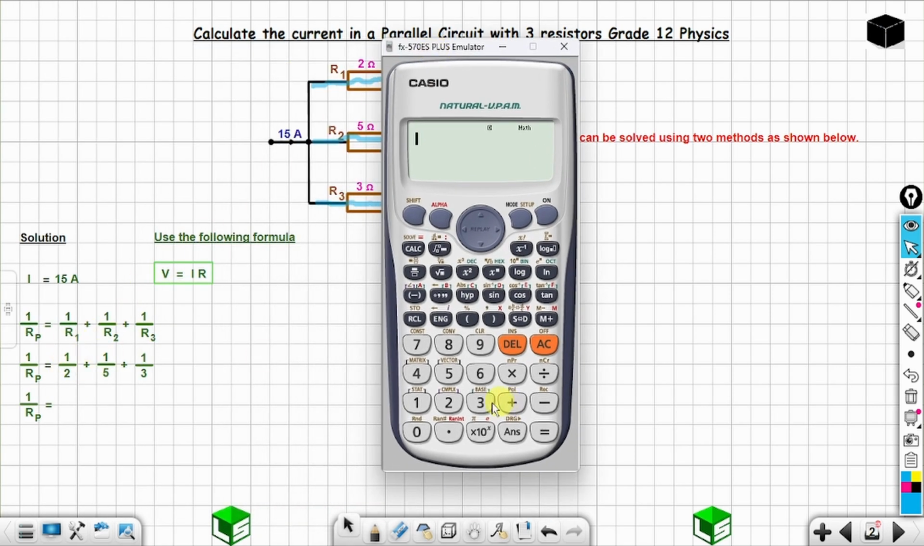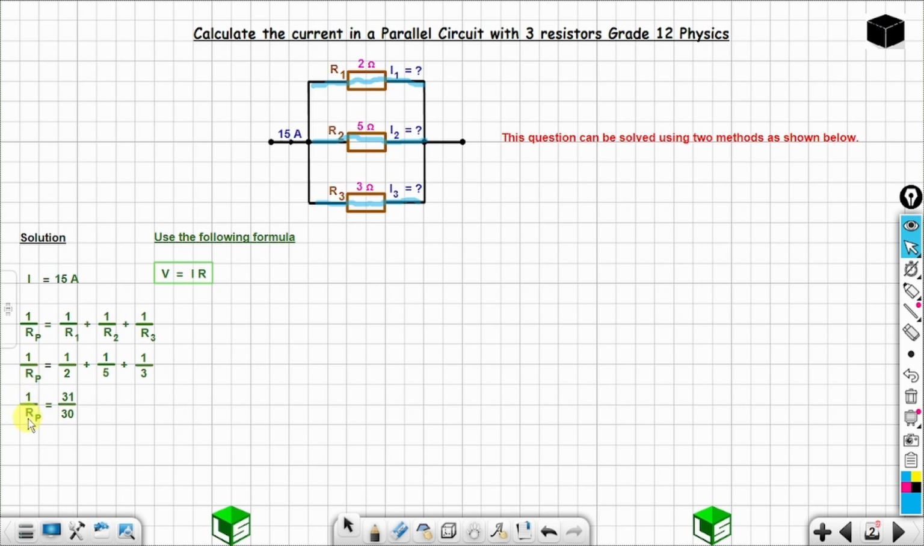So you have 1 over 2 plus 1 over 5 plus 1 over 3. This is equal to 31 over 30, so this is 1 over Rp. You need Rp, the total resistance of these resistors in parallel. You are going to flip, so Rp is 30 over 31 ohms.